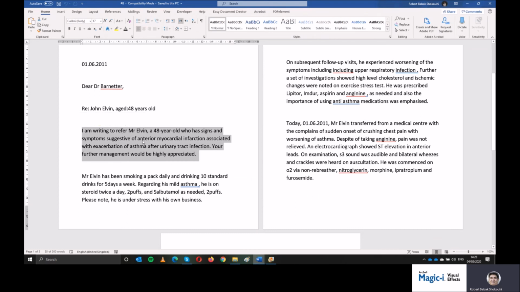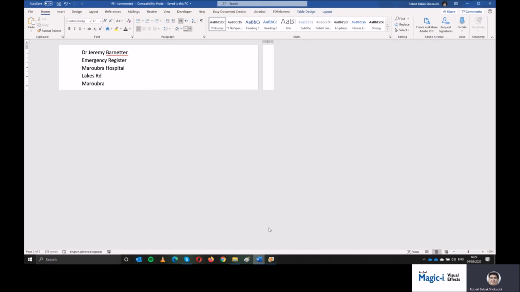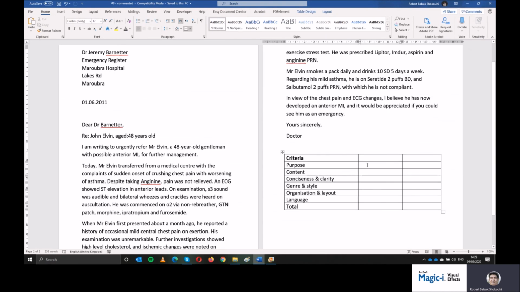No. First of all, we're sending for myocardial infarction. Do you mention urgent? No. And you have extra information, which is exacerbation of asthma and urinary tract infection. You just have written refer, which is acceptable, and anterior MI you mentioned. So we give you 1 mark here, out of 3.